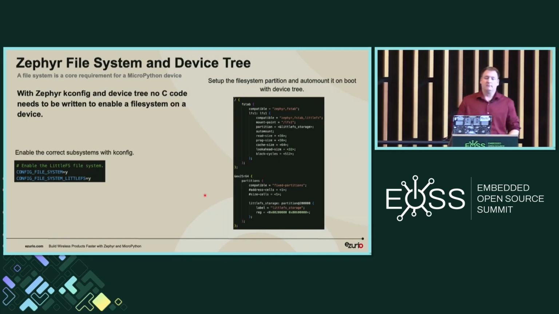So the first thing we got to get working on the device is a file system. It's one of the most important things with a MicroPython device. If you don't have a file system to store your Python files, you're not going to be able to do anything that's useful.